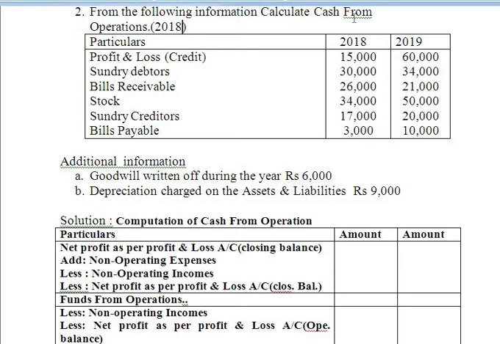From the following information calculate cash from operations. So which information is given? Profit and loss account, sundry debtors, bills receivable, stock, sundry creditors and bills payable. In additional information we have goodwill written off during the year 6,000 and depreciation charged on the assets 9,000. So with this information we need to calculate cash from operations. So next line, write solution, computation of cash from operations, and draw the statement for 10 to 15 lines with two amount columns.